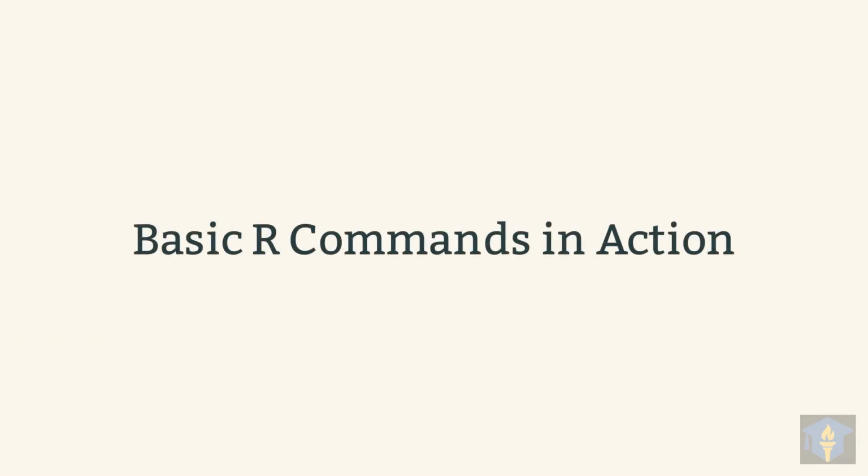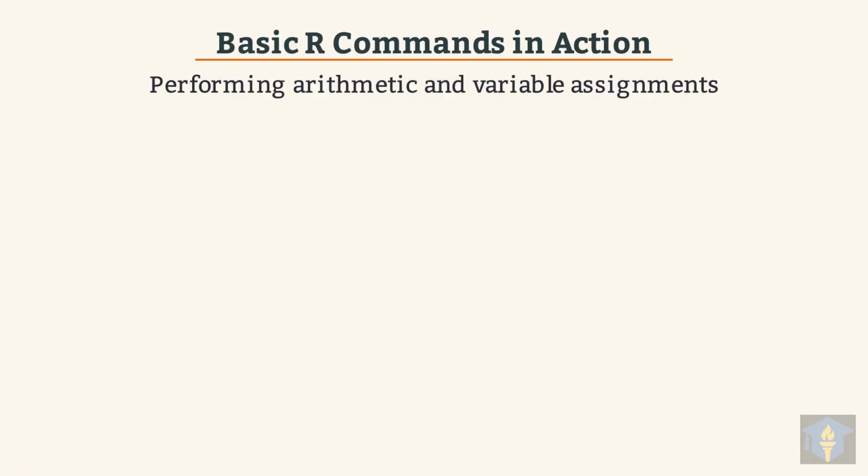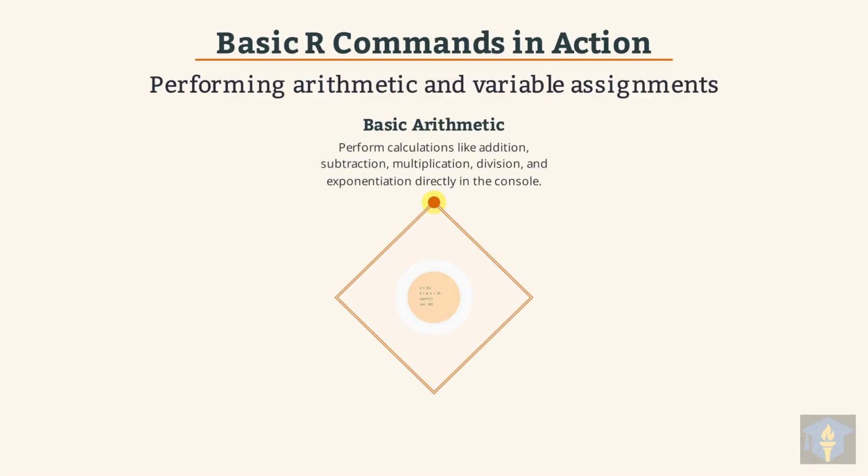Let's put some of these concepts into practice by looking at basic R commands in action. We'll focus on performing fundamental arithmetic operations and assigning values to variables, which are core R skills. Starting with basic arithmetic, R can act like a powerful calculator for your numerical tasks. You can perform calculations like addition, subtraction, multiplication, division, and exponentiation directly within the R console. Next, we'll cover variable assignment, which is how you store information for later use. You can store values in variables using the left arrow assignment operator for future use or manipulation.